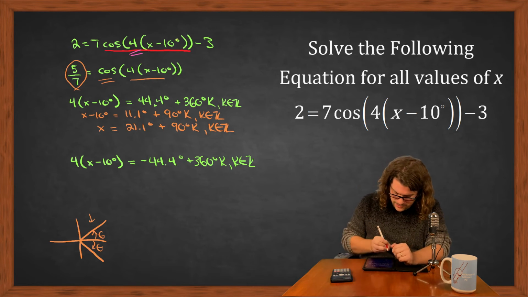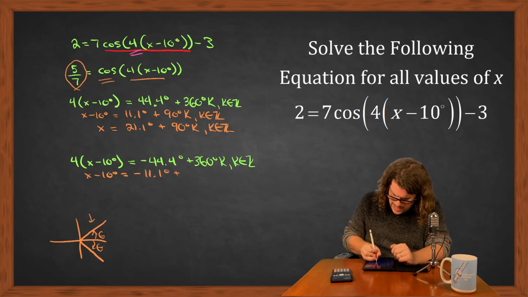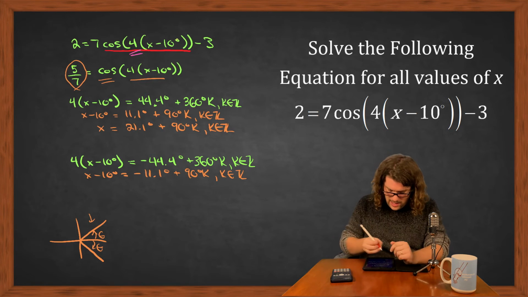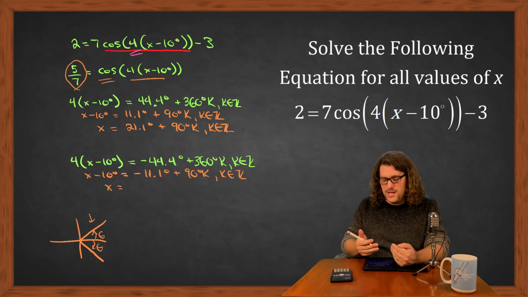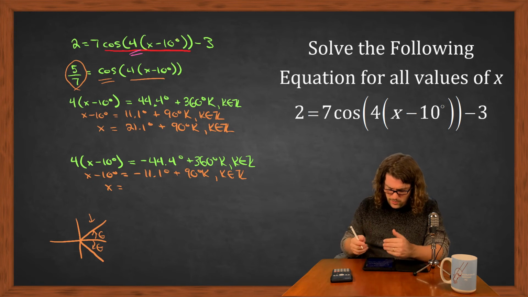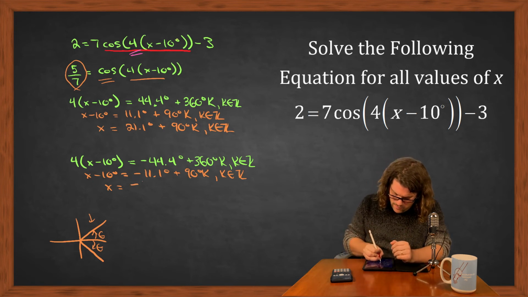Our second line of solutions is going to be as well. We'll divide by 4 as our first step, and it will give us negative 11.1 degrees. Adding on as well, 90 degrees times k, where k is an integer. And then I'll add 10 to both sides. And in adding 10, it kind of goes in the other direction this time. So it's not negative 21.1. It actually becomes just negative 1.1.